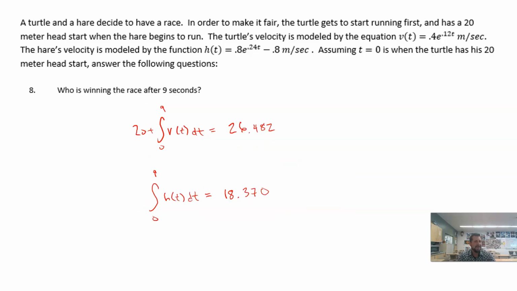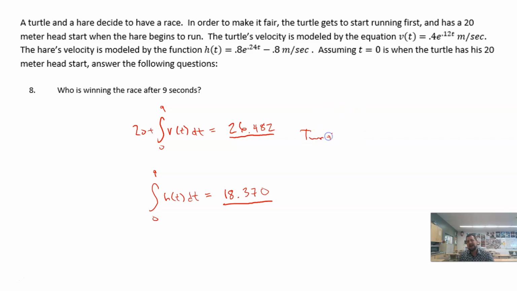The next thing that we have to do is find out who is winning the race after 9 seconds. In other words, I have to do the same thing I did on number 7. I just need to find out where each of them are at 9 seconds. So I've got the turtle at 26.482. I've got the hare at 18.370. So obviously the hare has caught up quite a bit, but he hasn't caught up all the way yet. So the turtle is still winning the race.